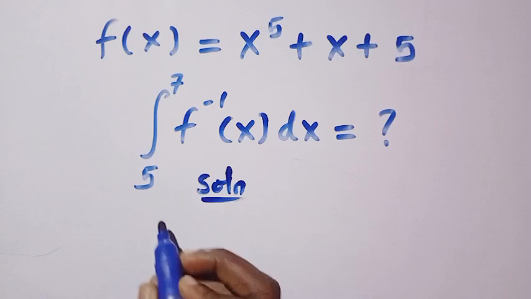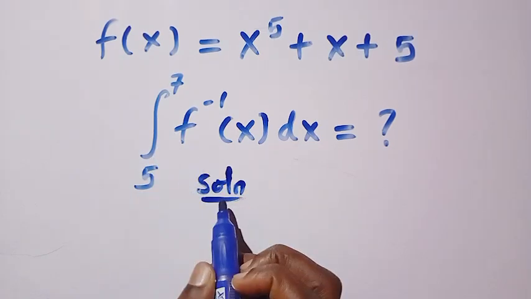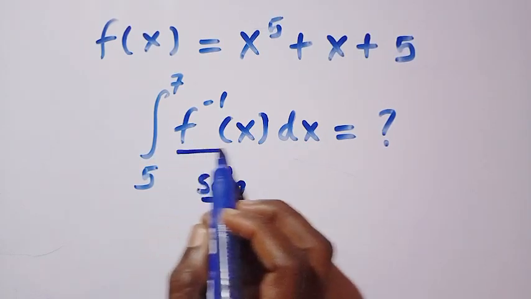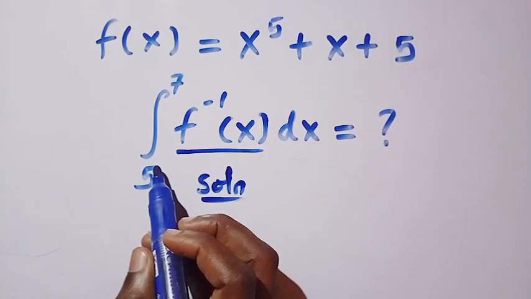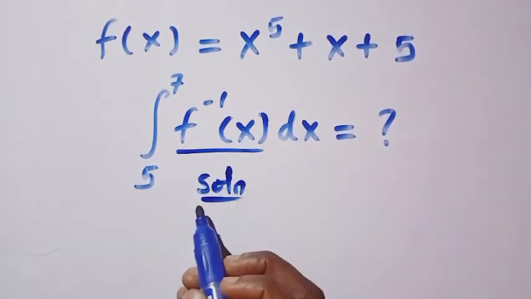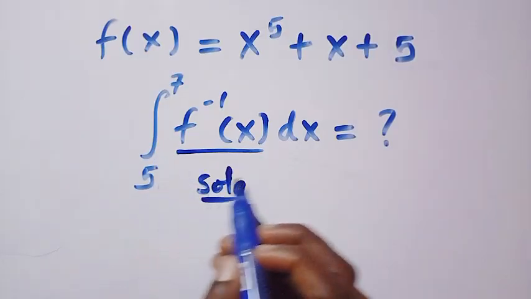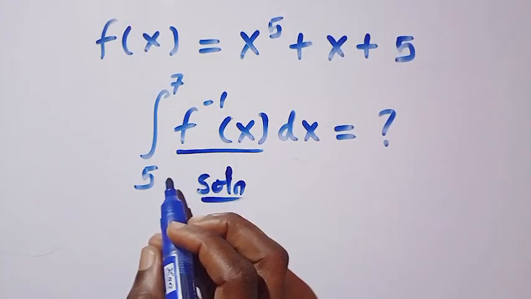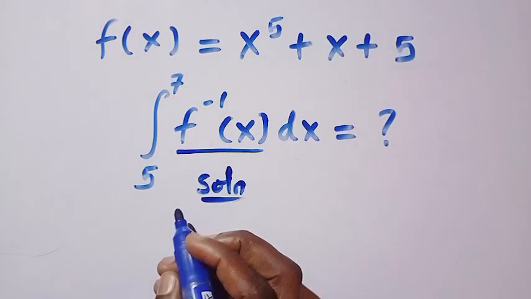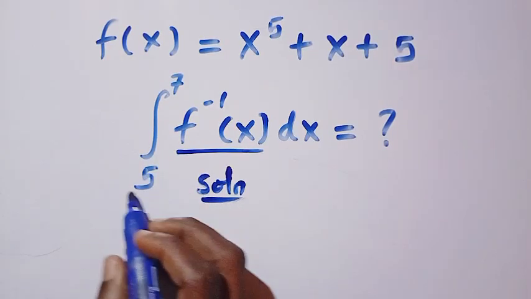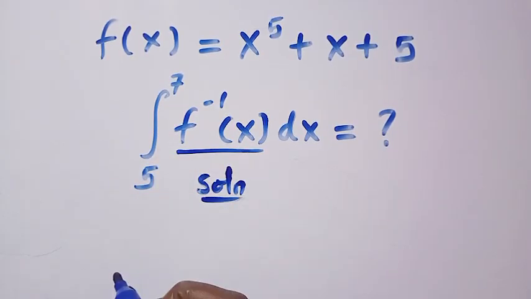Here we have the range from 5 to 7, and there is an f inverse in this integral, where this is the x. And the question here is, is this the range for x or for other things? So let's try to figure it out. Is this the main range of this integral?